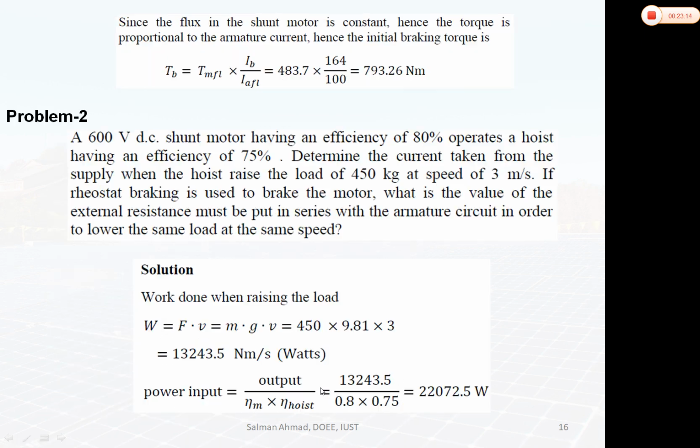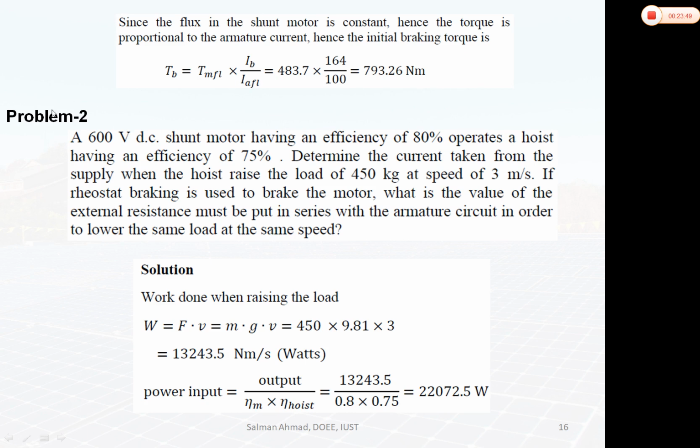Now in a DC shunt machine, the flux is kept constant, so torque is directly proportional to the current. So for braking torque, you need the full load current and full load torque, and at what braking current you want to calculate the braking torque. Simply you can write T is proportional to I, so T1 upon T2 will be I1 upon I2. Simple. Substitute those values, you will find the braking torque to be like this.